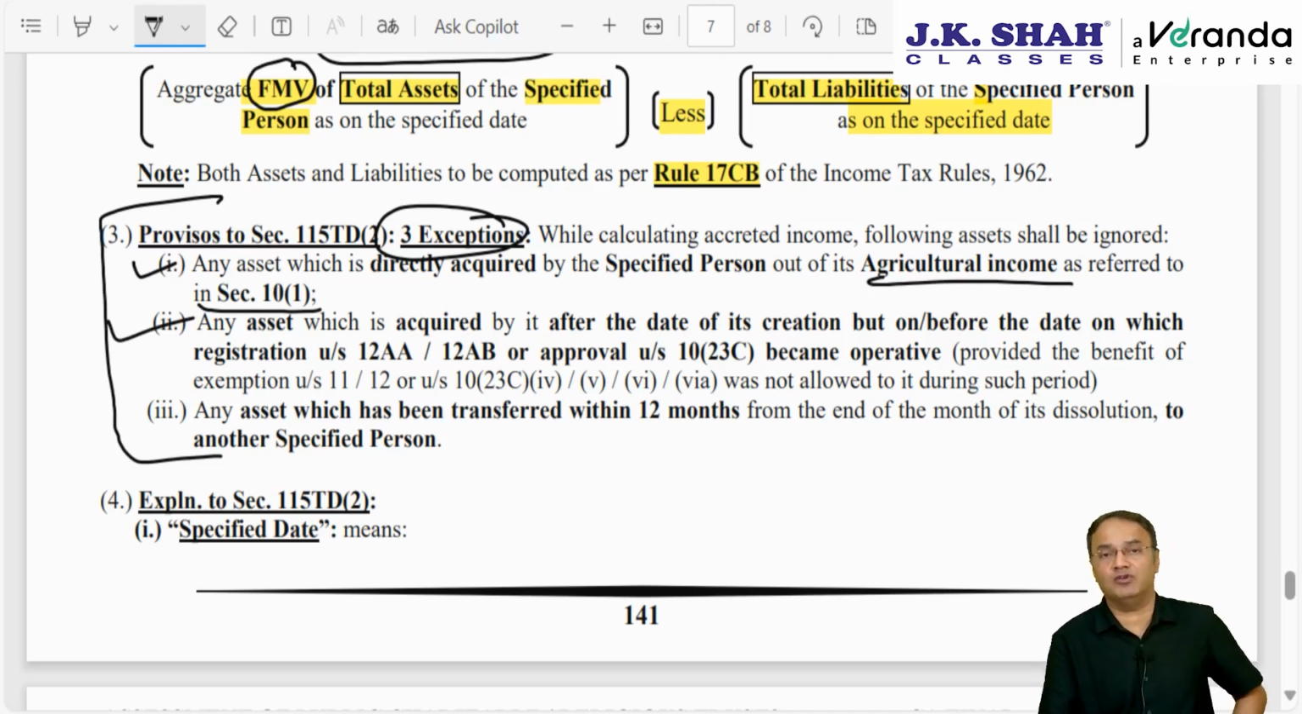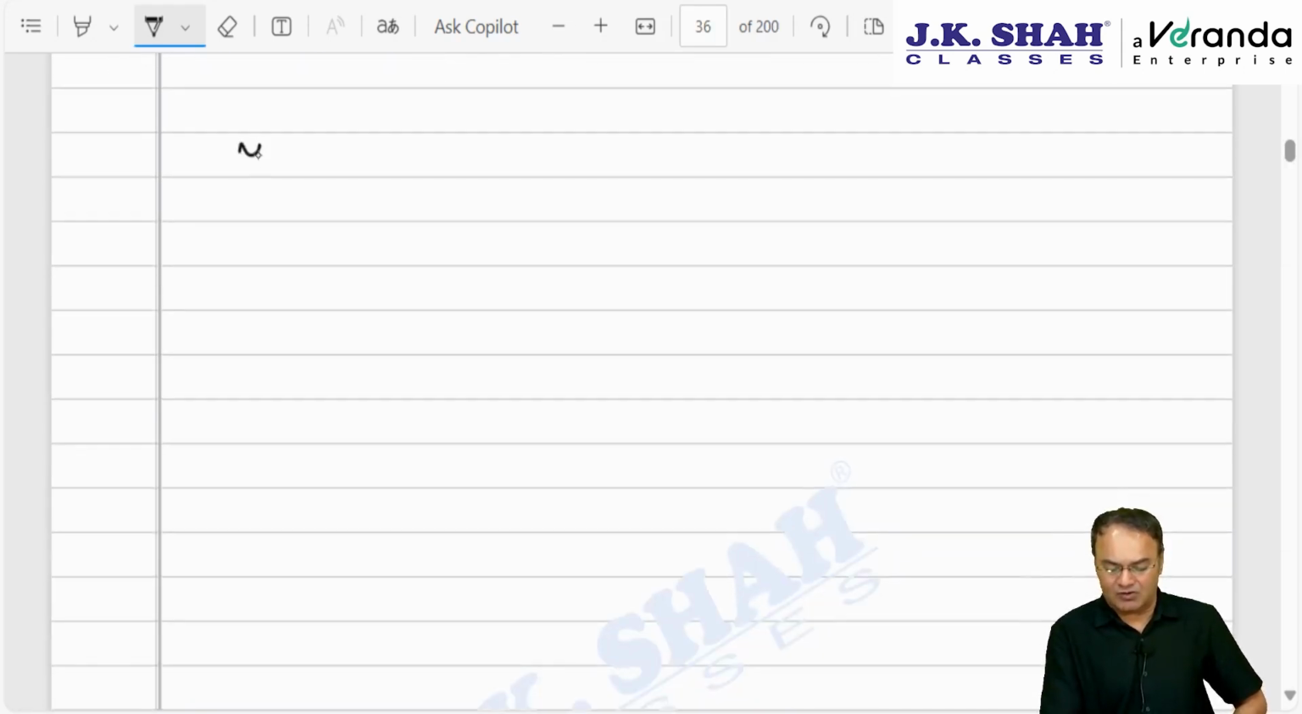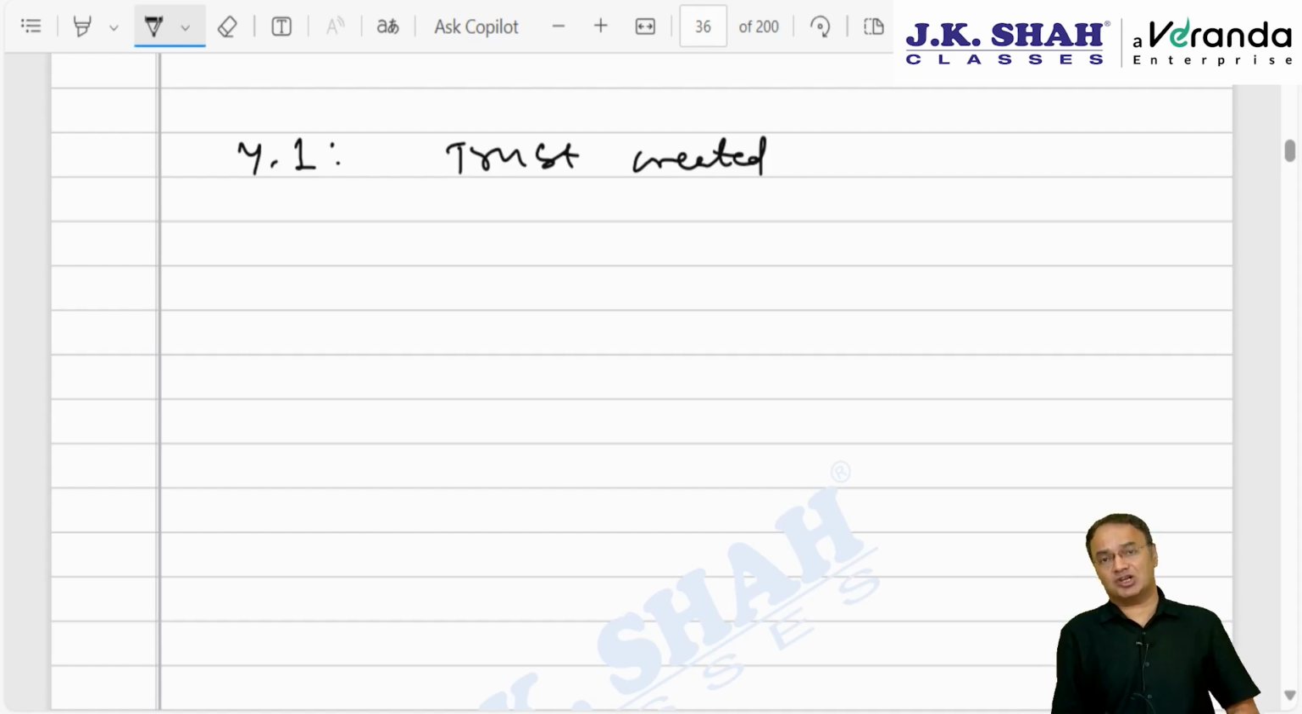before the date from which registration becomes operative under 12AA, 12AB, or before the date from which approval under 10(23C) becomes operative. Meaning thereby, the trust is created in year 1. Created means established. Trust is created. Created means registered with ROC as a section 8 company, or registered with the charity commissioner as an AOP, or registered with cooperative societies registration.